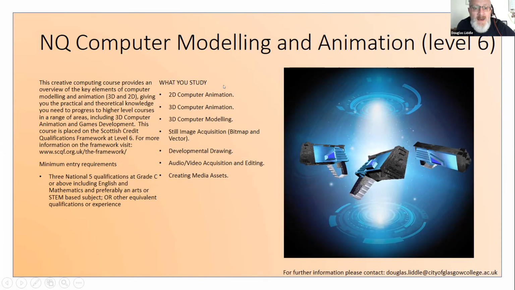So again, you'll see there's some crossover between the two level 6 courses. We'll be doing some animation on both courses. We'll do a bit of 2D, a bit of 3D, but if you're going down the computer modeling and animation route, you won't be going into any coding. It'll be much more visual work, leading towards developing characters, developing environments, dealing with lighting and special effects for developing in 3D Studio Max.